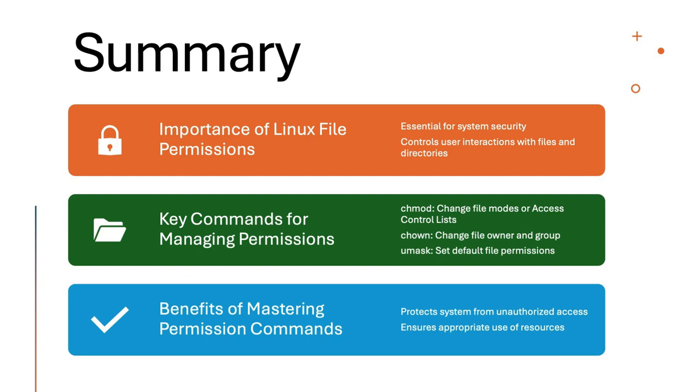In summary, Linux file permissions are crucial for system security, controlling user interactions with files and directories. Commands like chmod, chown, and umask help manage these permissions, protecting your system from unauthorized access and ensuring proper resource usage. Well, that's all for this video. I hope it's given you a solid baseline of how you can set and manage file permissions on your Linux system.